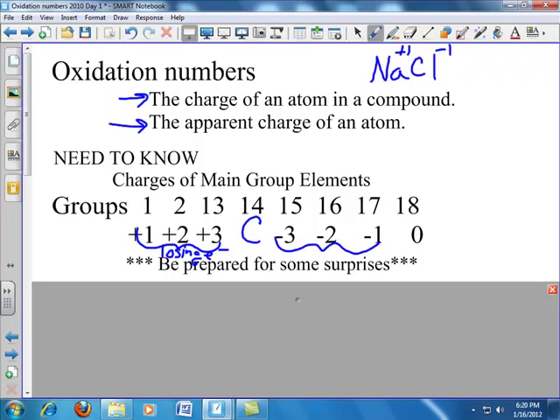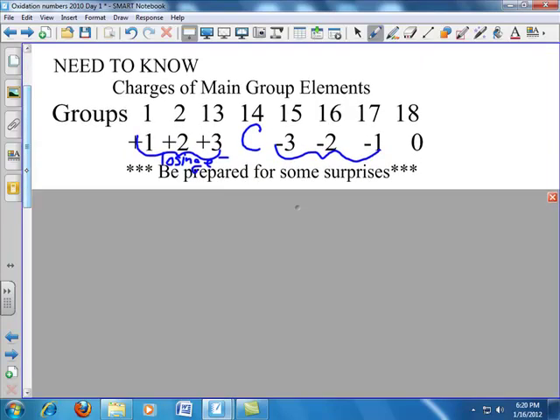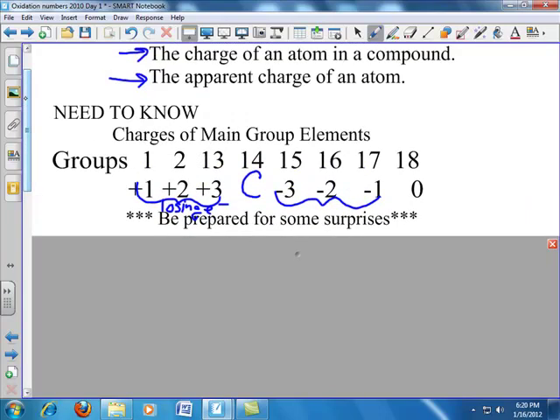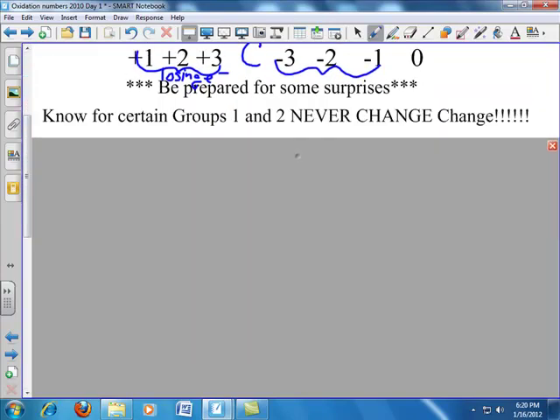Okay, so some things to remember. But yes, okay, where I have here, be prepared for surprises, that's where this whole idea of apparent charge comes into play. This apparent charge, okay, that's where some surprises that we're not used to are going to come into play. Okay, some things to know for certain.